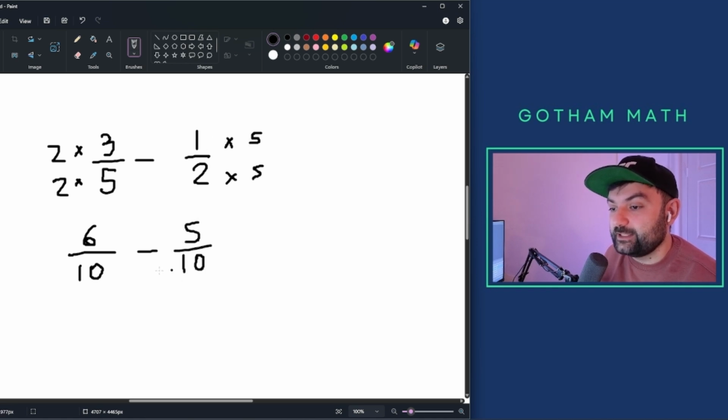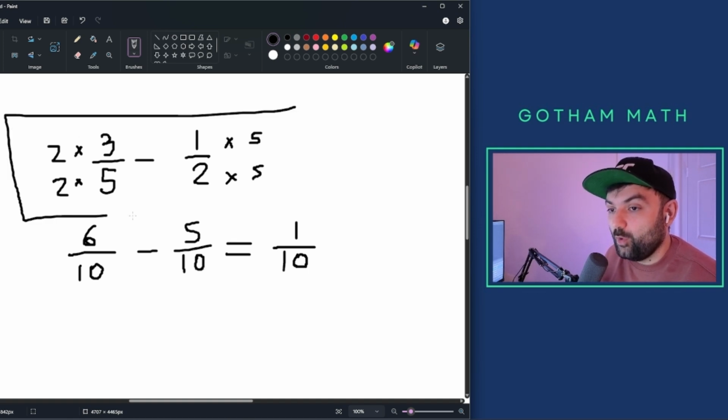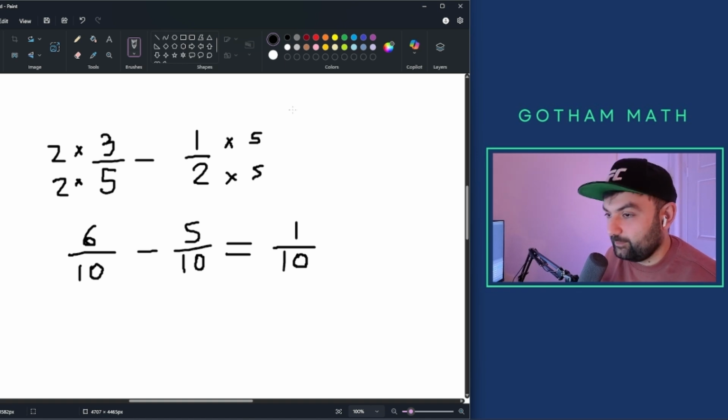And again, look at this. Denominators became the same automatically, and 6 minus 5 is 1, and 10 is still there. We don't touch the denominators ever when we add and subtract fractions. And guys, this is literally it. This method works all the time with all of the numbers.